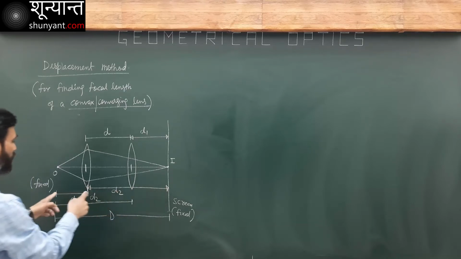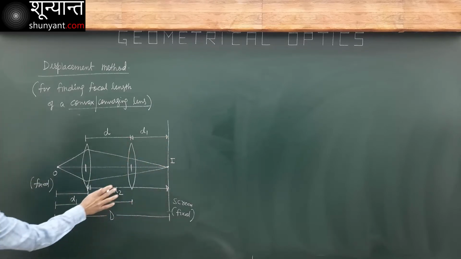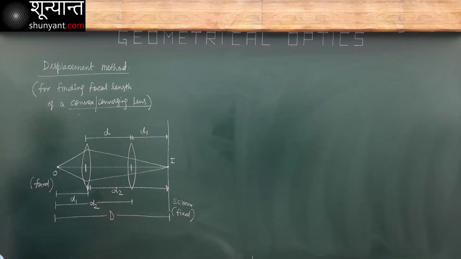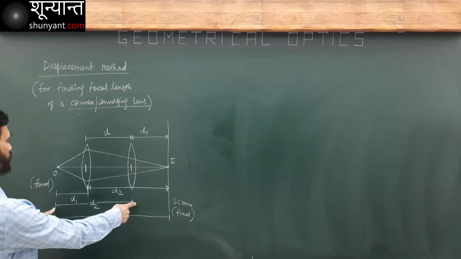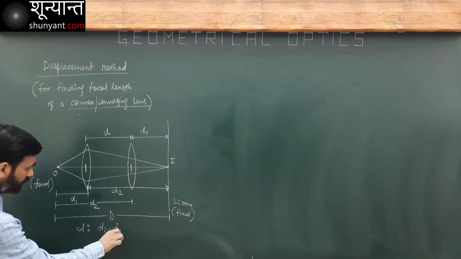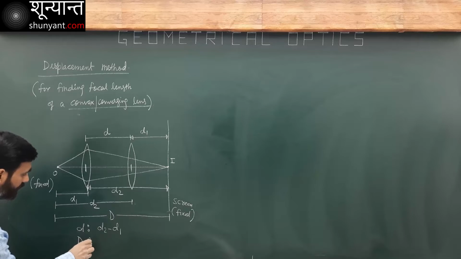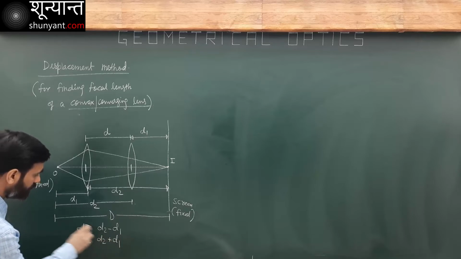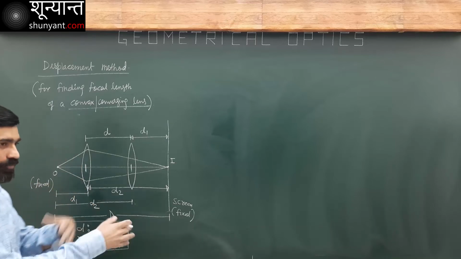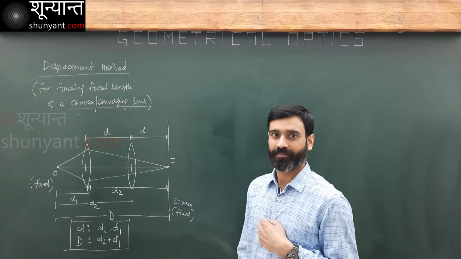D1, D2. Object distance, image distance. This is D2, so this whole thing is D2. Out of that, this is D1. So what is small d? It is D2 minus D1. And what is capital D? Capital D is D2 plus D1.